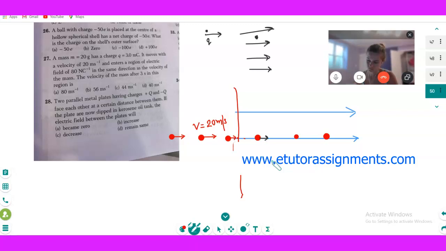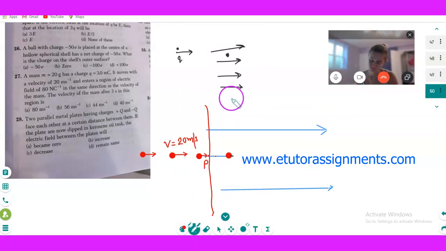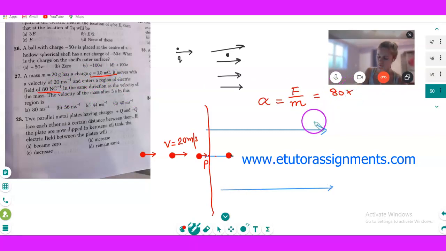Very nice. So a is equal to force over mass. This force is the electric force, K. What is the force you are having? Electric field, so it's the electric field on the Q. What is the charge? Charge is 3 millicoulomb. You have to write 3 into 10 to the power minus 3. This is your force. Is it clear?